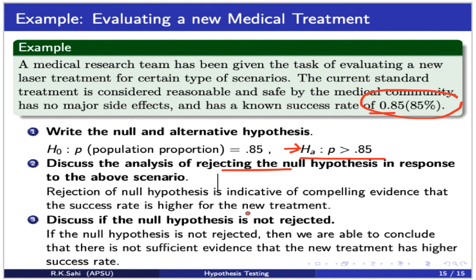Okay, suppose the null hypothesis is not rejected. What is the analysis? If the null hypothesis is not rejected, or we fail to reject, then we conclude that there is not sufficient evidence that the new treatment has a higher success rate. Thank you, guys.